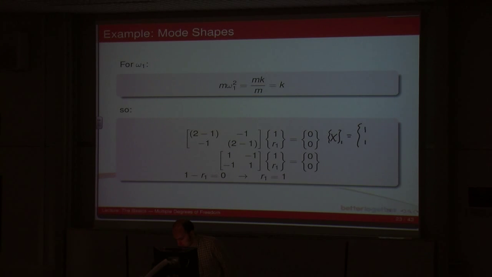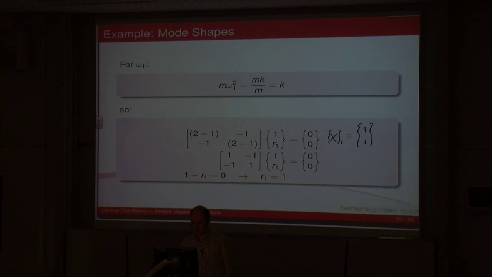So the first mode shape is the two masses moving with the same amplitude in the same direction. So the spring in the middle isn't doing anything at all. And I'll show you that in a second.